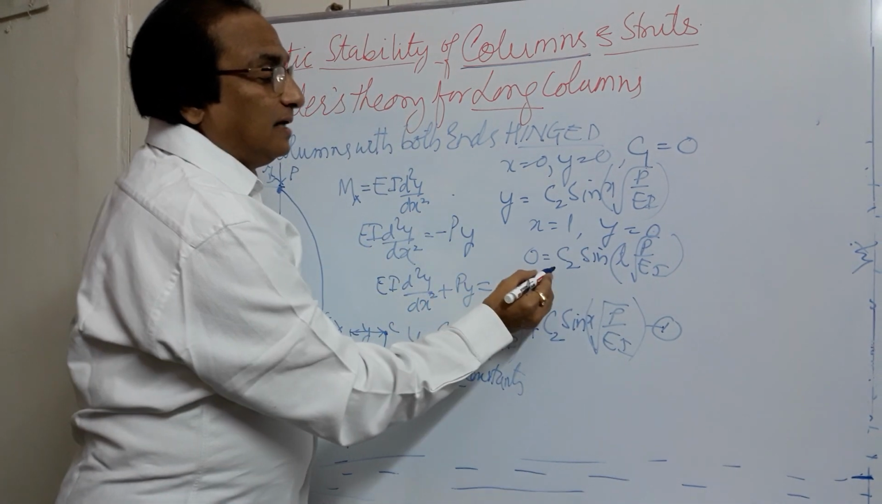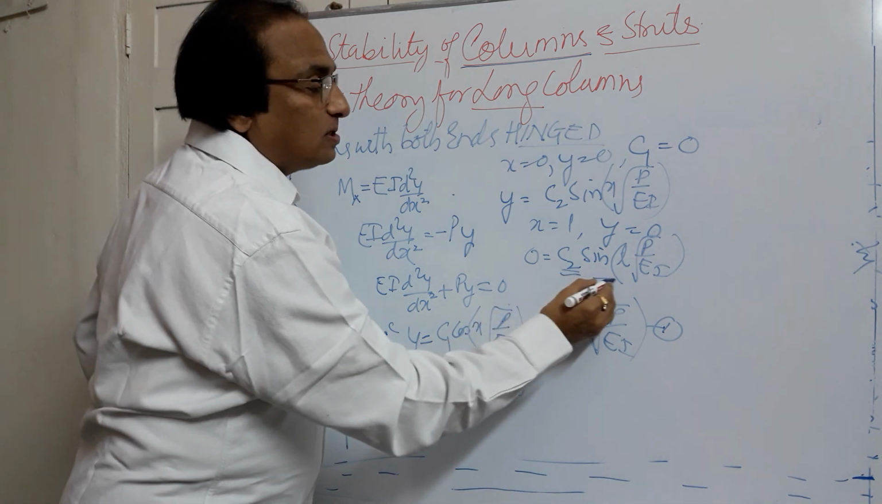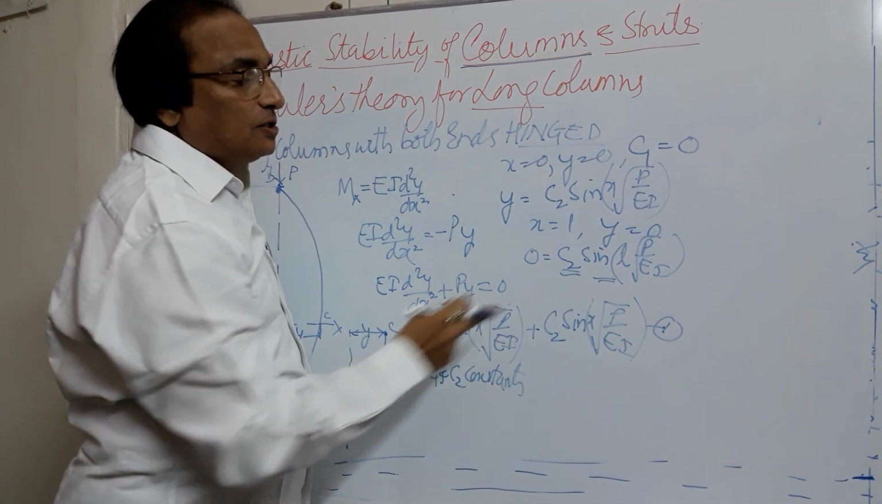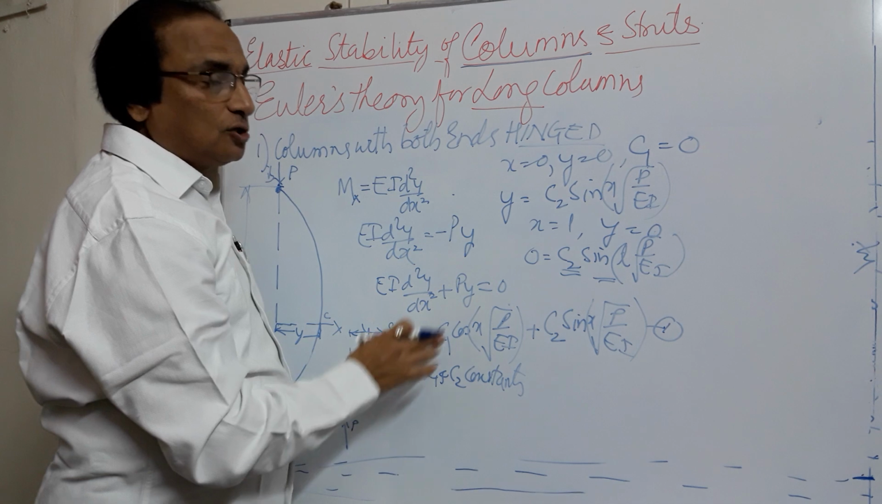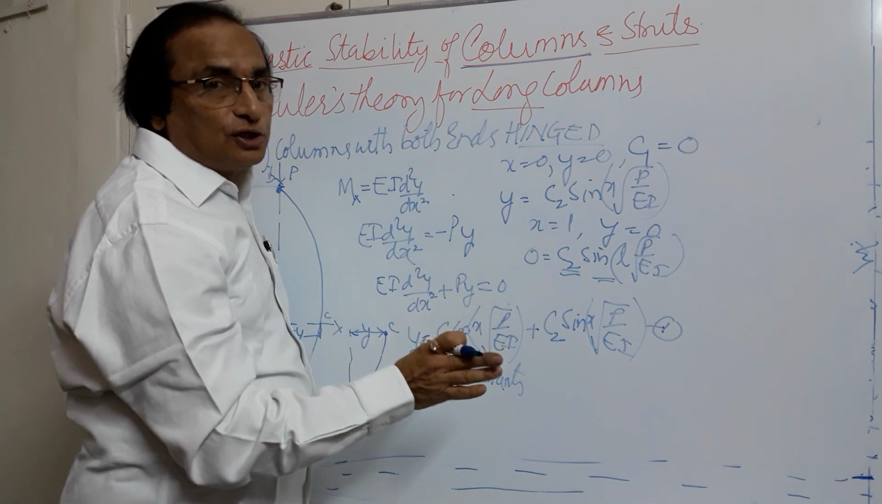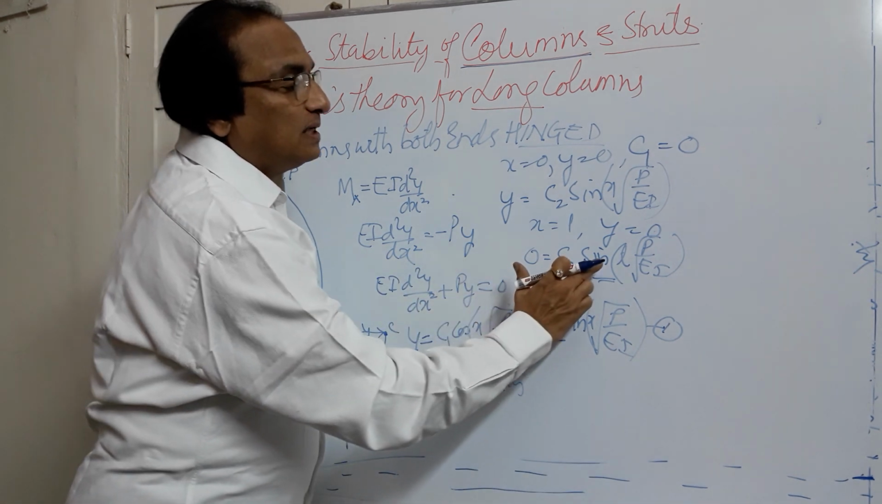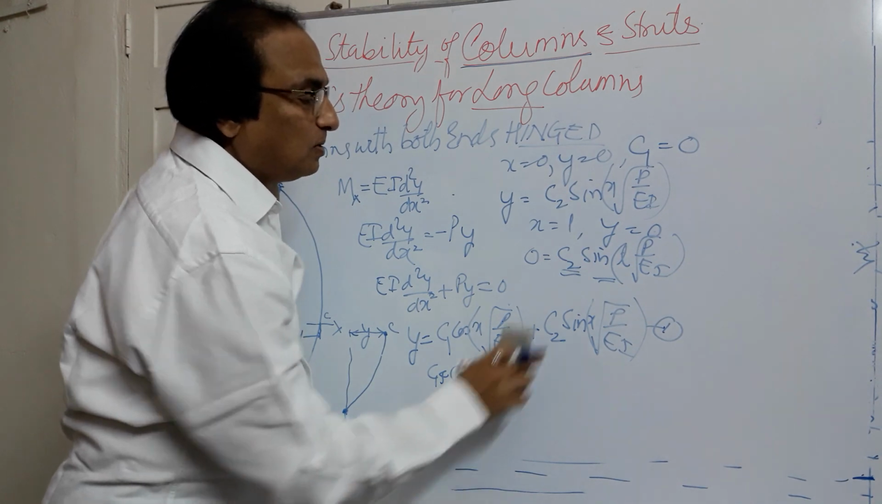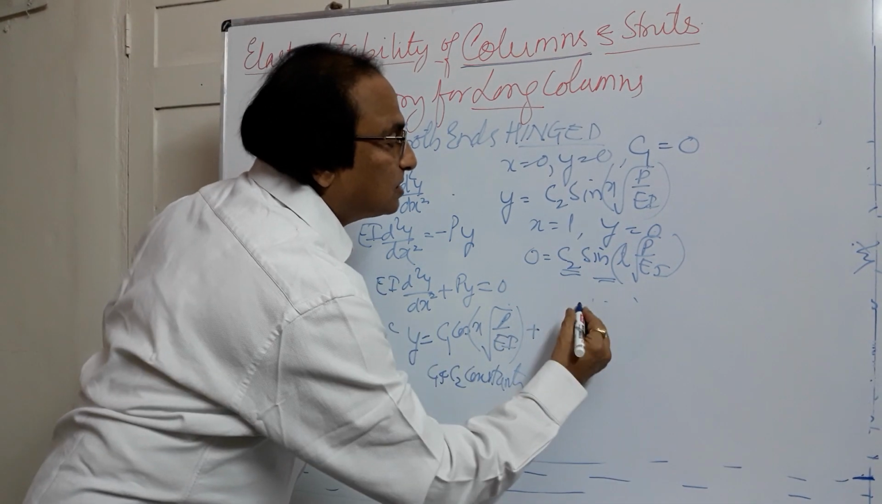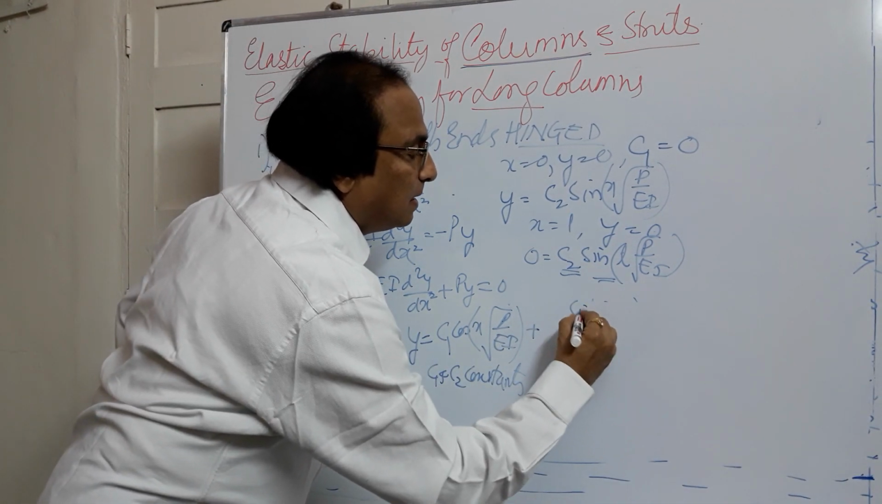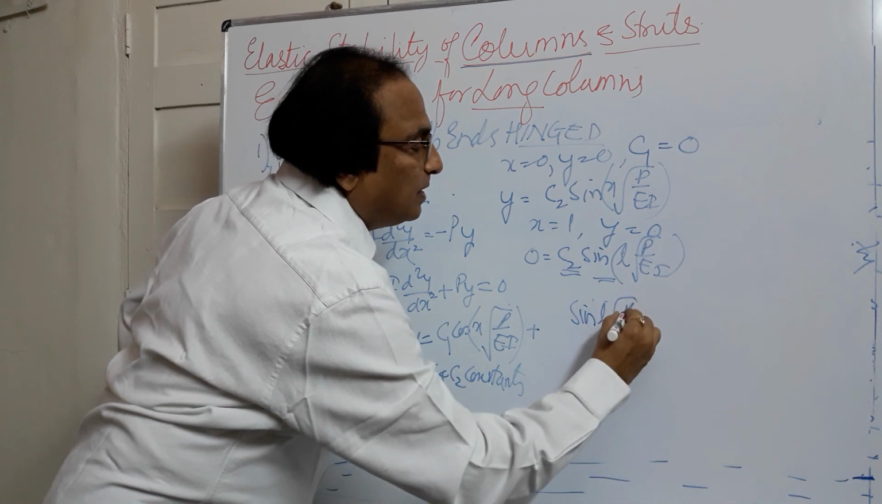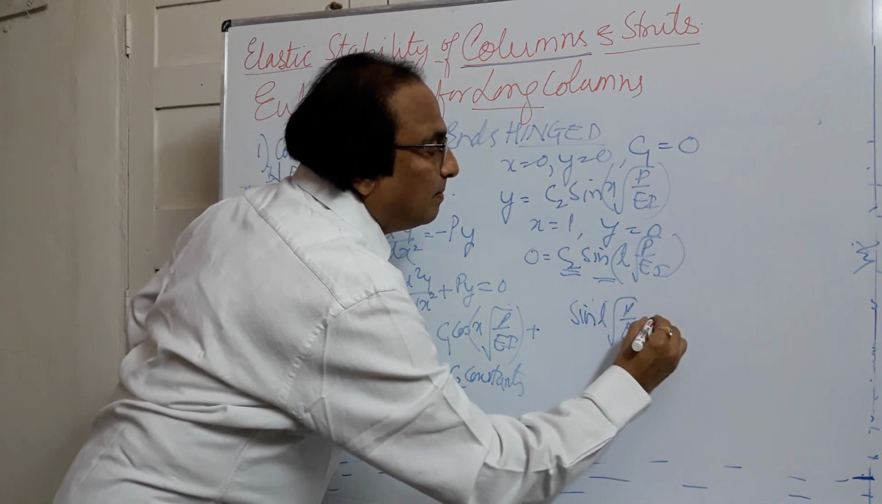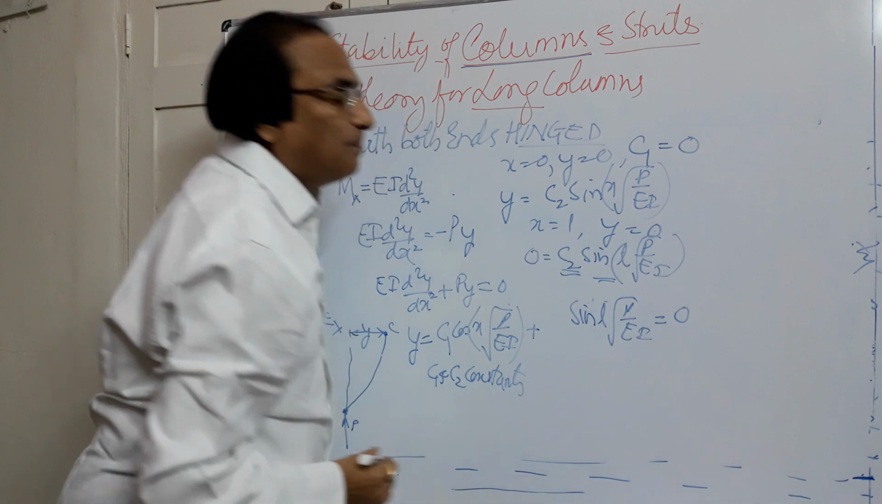Now either C2 must be 0 or sin must be 0. C2 cannot be 0 because C1 is 0. If C1, C2 is 0, solution is not possible. So only possibility is this value must be equal to 0. So this sin L root P by EI must be equal to 0.